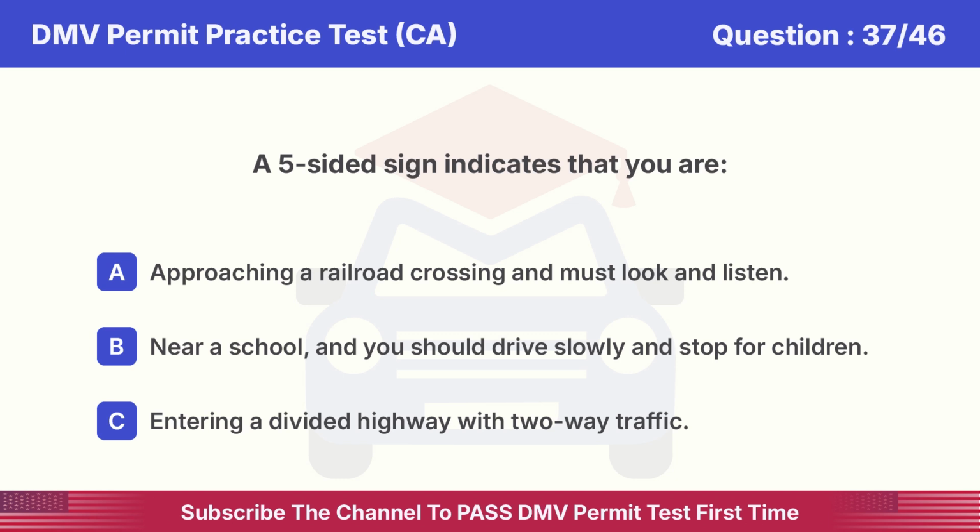Question 37. A 5-sided sign indicates that you are: Option A, approaching a railroad crossing and must look and listen. B, near a school and you should drive slowly and stop for children. C, entering a divided highway with two-way traffic.